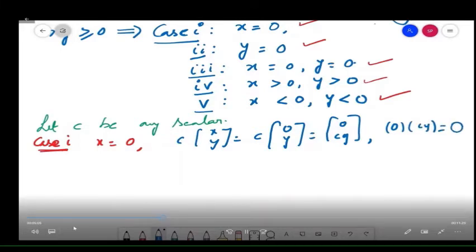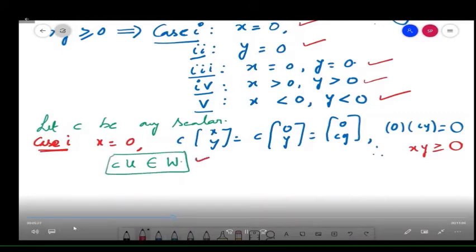So in this case, what is happening? The product xy will be greater than or equal to 0. So either it is greater than 0 or equal to 0, and the condition is satisfied. So in this case, we can say the vector cu belongs to W. So the condition is satisfied in case 1.